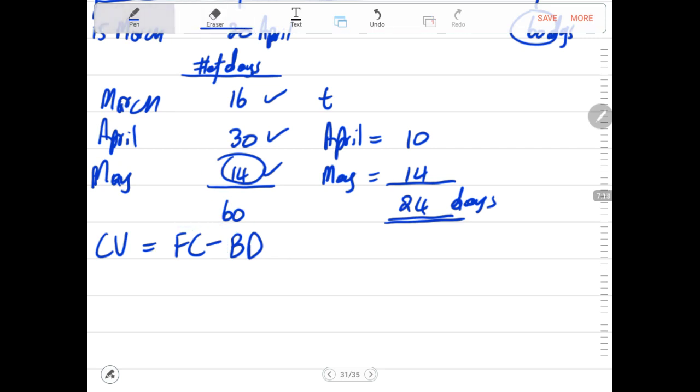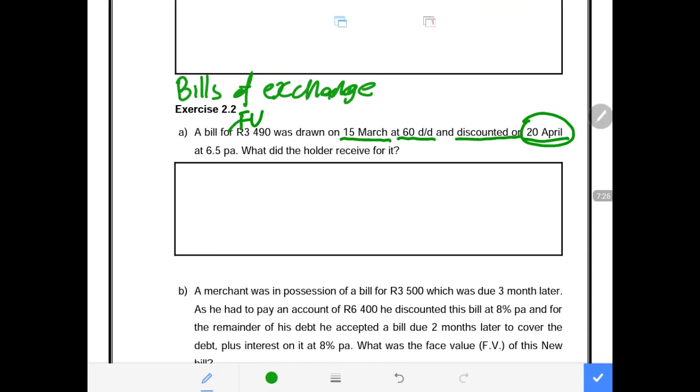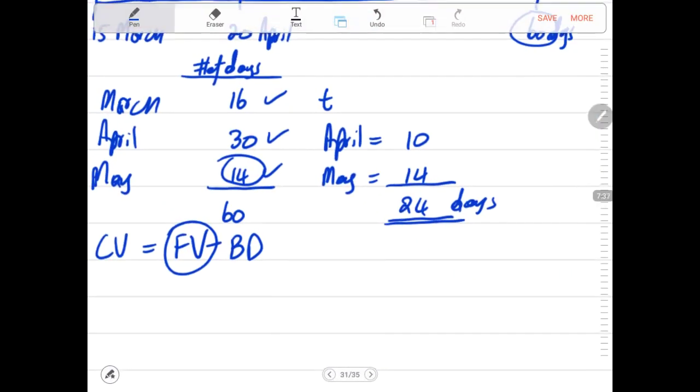Remember, we already do have the face value of the bill. We already know the face value of the bill. It is the amount that is provided to us, that the face value of the bill is 3,490. And we are looking for the cash value of the bill. Before that, we are looking for the banker's discount, which is the interest that will be charged by the bank.